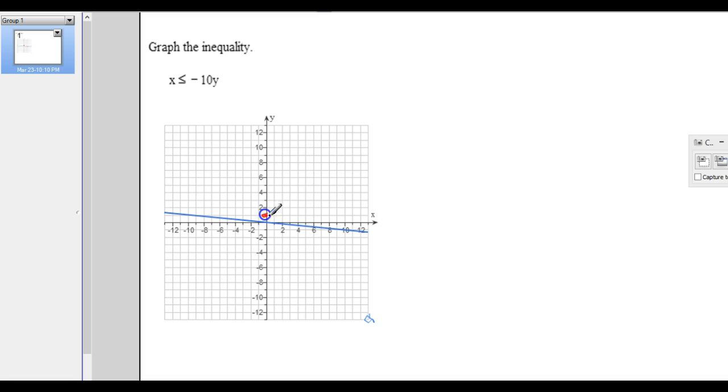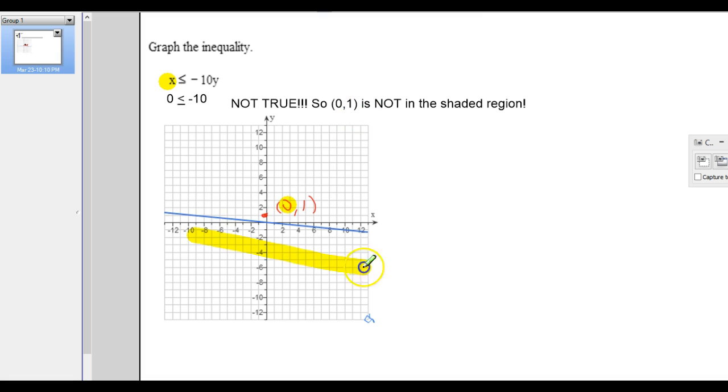That's 0 for x and 1 for y. So I'm going to plug in 0 for the x here and 1 for the y, same thing as before. And I'm going to simplify it and see what I get. So 0 is less than or equal to negative 10 times 1, which is negative 10. Is 0 less than or equal to negative 10? No, 0 is bigger than negative 10. So this is not true. So in that case, I would shade down here in the other region. That would be the region that gets the paint bucket.